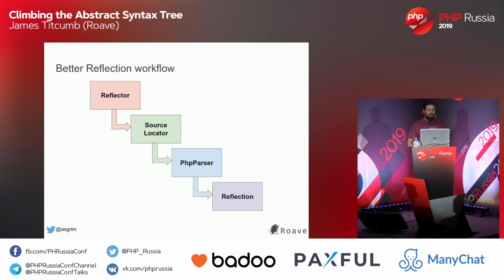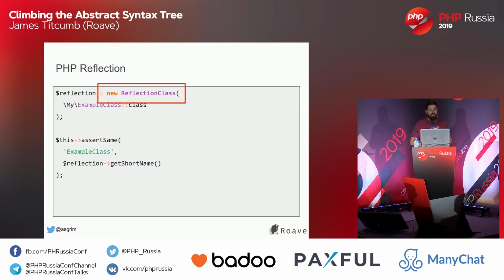Roughly, this is how it works, right? We get something called a reflector, which is the public API. We have something called a source locator, because we might want to be able to reflect from just a string rather than actual code in a file. You can use just a file, of course. That's one of the source locators that you can use. We pass the code into PHP Parser. And finally, from that, we use that AST to simulate what the reflection methods do in PHP. So we tried to keep Better Reflection's API as similar as possible, but it's quite similar, but not exactly the same.